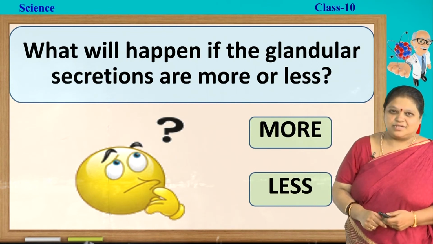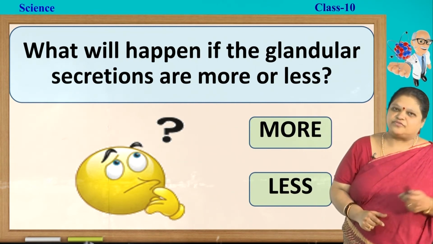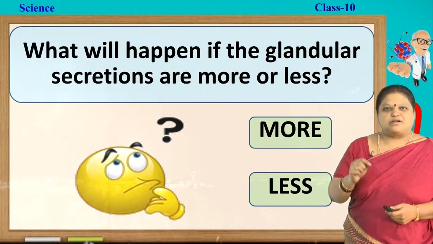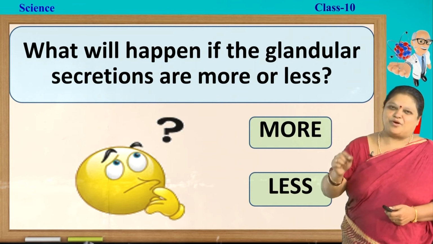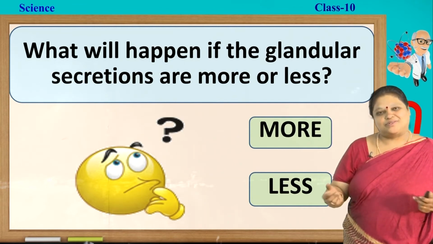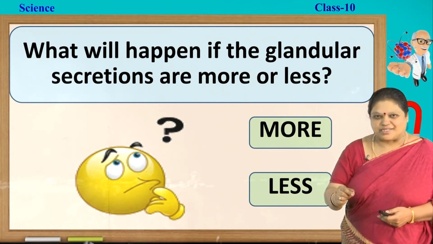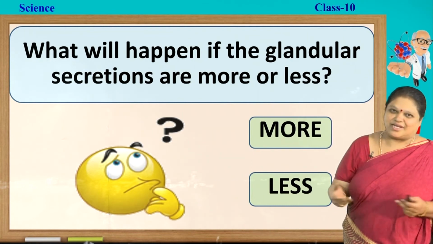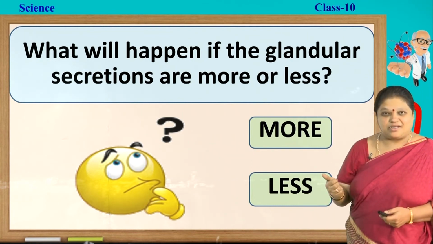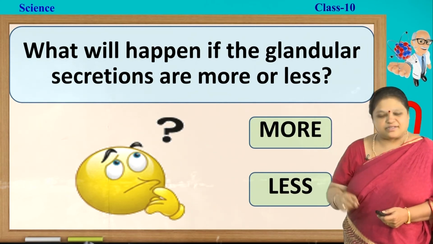Just imagine these hormones act just like salt to your food. The salt should be added correctly. In case you add more salt, the food will become saltish. You cannot eat it. If the salt content is less, it will be tasteless. It is bland. You cannot eat it again. Similarly, the hormones also should be secreted in appropriate amounts.